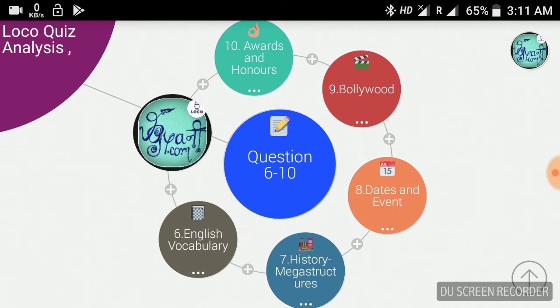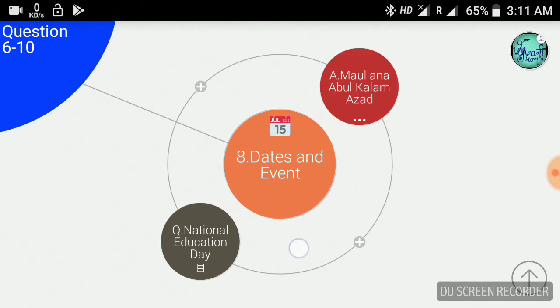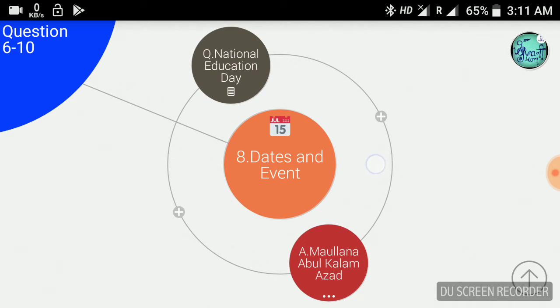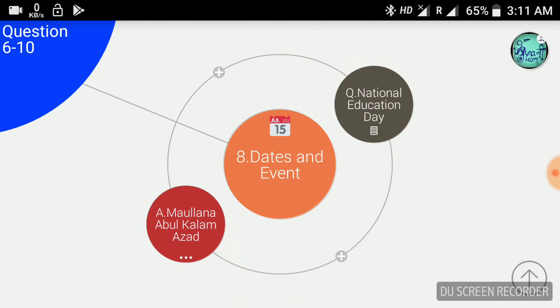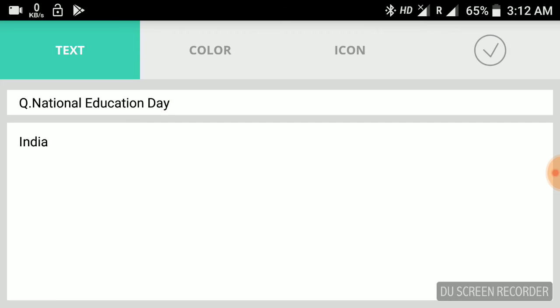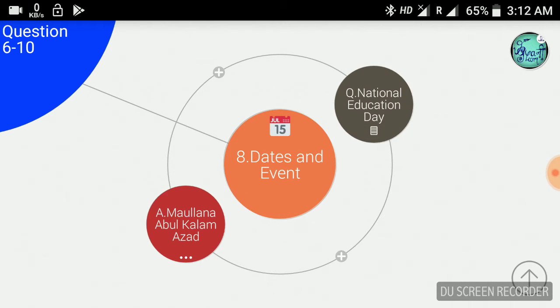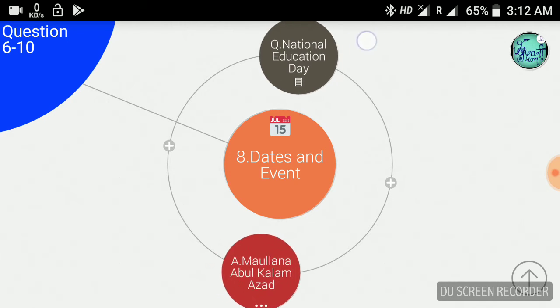Seventh question done. Moving to the eighth question. Eighth question is on your screen, guys. It's from dates and events. Now I want to ask you: when do we celebrate Education Day? It's a very important question. You usually know about Teachers Day, but very few of us know about this particular special day, Education Day. So I want to draw your attention to this particular day.